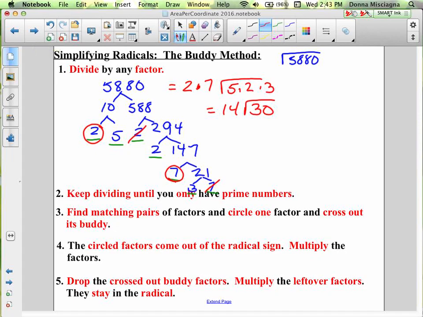So you're going to drop the crossed out buddy factors and multiply. The ones that come out get multiplied. The leftover factors stay in the radical and they get multiplied as well. Okay? And that's how you use the buddy method to simplify your radicals. And this is the method we'll use to simplify radicals.